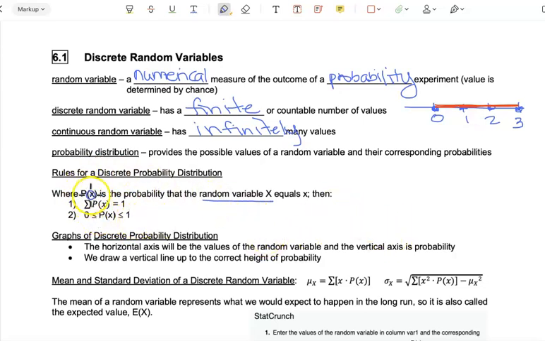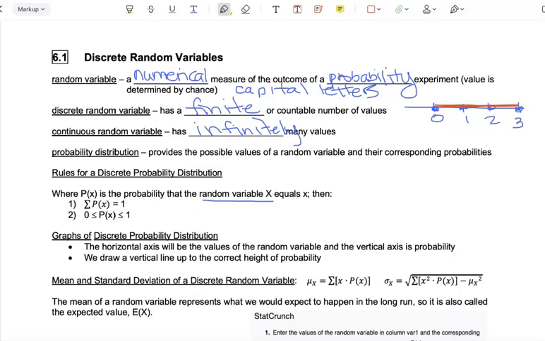So P of X is the probability that the value is lowercase x. When we use random variables, we typically use capital letters to represent them. So notice that's true here. We're saying the random variable is capital X, but the value of that random variable is lowercase x, because that's what will change as we go.